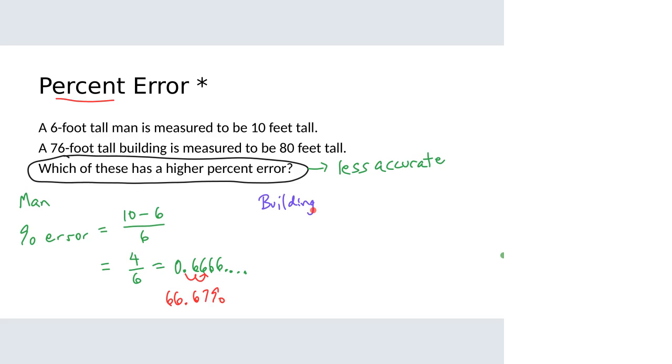So for our building, our percent error will be, let's see, it was measured to be 80, but the actual height is 76, so it's off by 4. The difference between those will give us the amount of error in our numerator. And then in the bottom, we put the actual amount. The actual amount is the 76. That's how tall it is. And so for this one, we'll have 4 over 76. And we'll divide that.